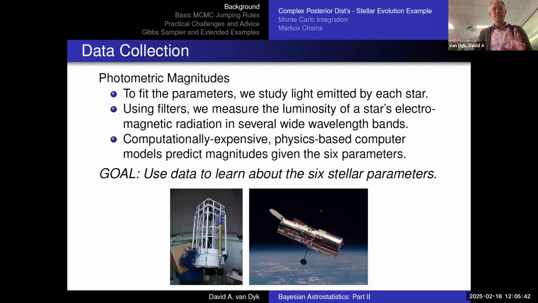So, with that kind of science in mind about the relationship between the physical properties and the colors as they appear to us, skipping to that third bullet there, we're going to use some computationally expensive physics-based computer models that essentially solve a set of coupled differential equations to make the actual link between the input physical parameters and what we expect to see in terms of the photometric magnitudes in a number of instrument-specific bands.